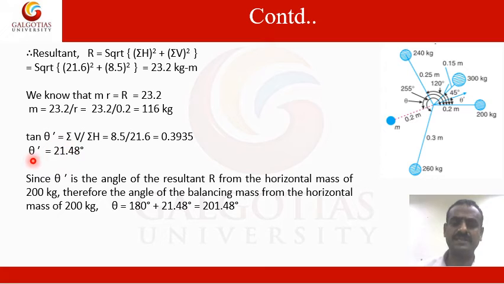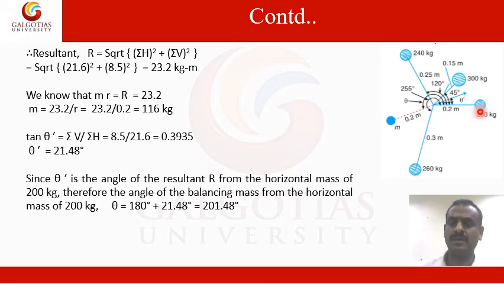So theta dash is nothing but the angle made by the resultant force with respect to the horizontal line. Since theta dash is the angle of the resultant R from the horizontal mass of 200 kg, the angle of the balancing mass from the horizontal mass of 200 kg is theta equal to 180 plus 21.48 degree, which will be equal to 201.48 degree.